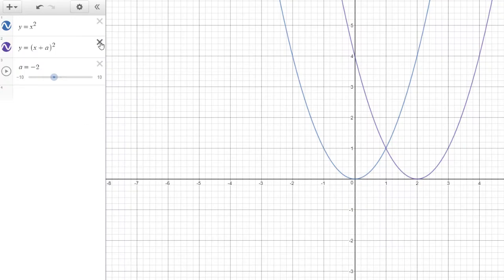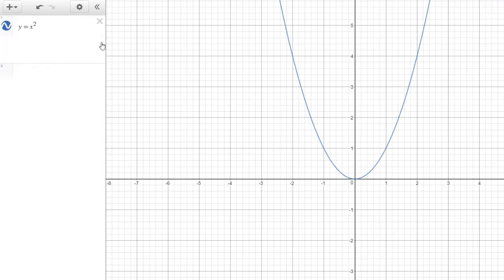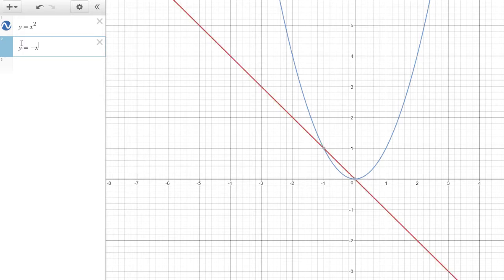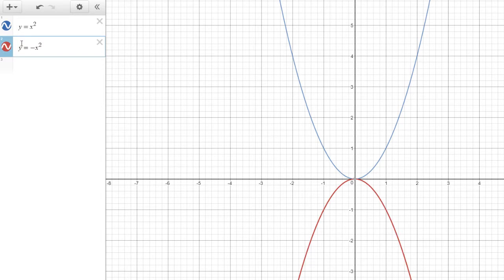Okay, that's us back in, so we'll get rid of that there. We'll get rid of that. Now we're going to have y equals x squared. Now what we're going to do is we're going to put in y equals minus x squared. And you can see the blue one's the original one, y equals x squared. The red one's a new one, which is y equals minus x squared.